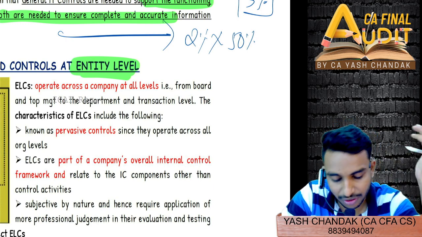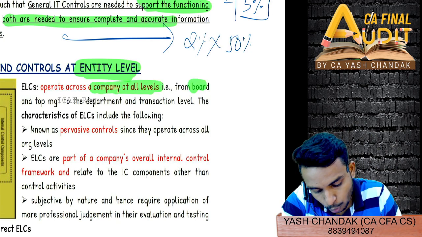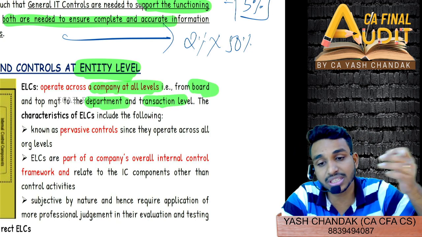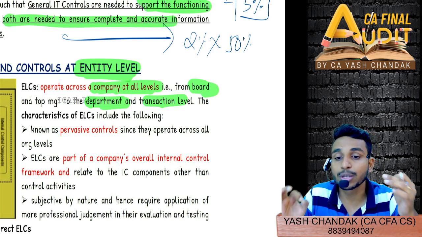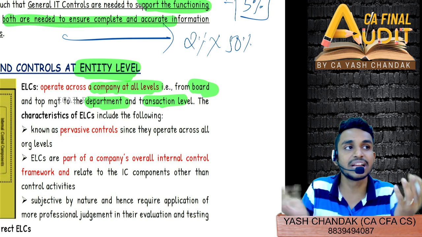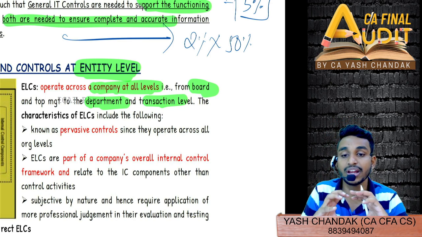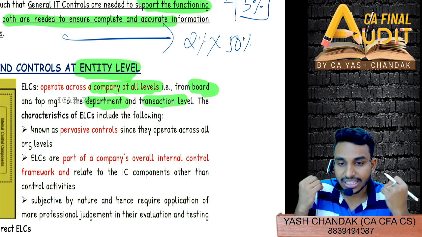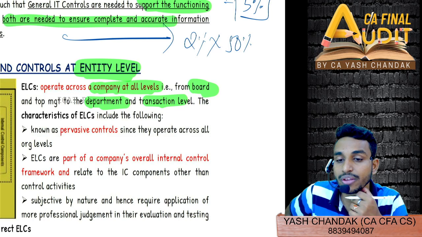Entity level control, if I have to give a glimpse, operates at a company at all levels, that is from board of directors to the department until the transaction employee level. That means it is implemented entity wide. Example could be whistleblower policy. It is an entity level control because it is affecting the entire entity, right? The control is implemented entity wide, and it is called entity level control.